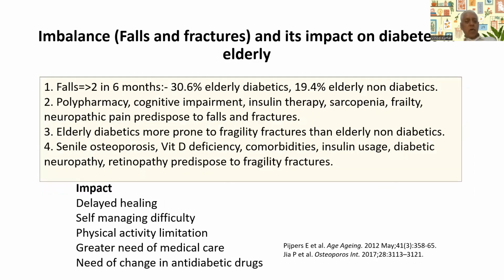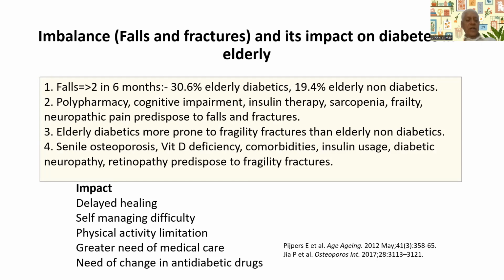This is the next geriatric syndrome, that is imbalance leading to falls and fractures. Recurrent falls means 2 or more falls in the past 6 months. Again, they are more common in elderly diabetics compared to non-diabetic elderly people, and many factors which can predispose to falls and fractures are polypharmacy, cognitive impairment, insulin therapy, sarcopenia or muscle loss, frailty, and neuropathy. Elderly diabetics are more prone to fragility fractures also. By that I mean contracting a fracture when falling from one's own standing height or even less than that height.